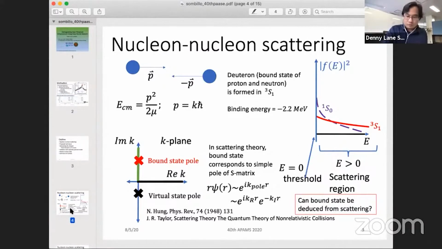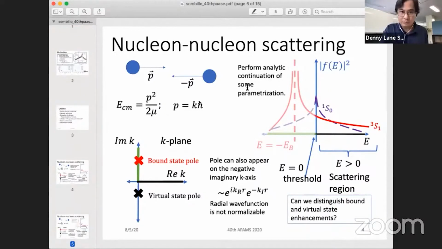Actually, we can. It has been done before. What they do is perform a parameterization of the scattering data, and then do some analytic continuation of your scattering parameters, for example, energy or momentum. If you do that, it is possible to form a pole somewhere in this inaccessible region of the scattering experiment. For the case of the deuteron, we expect the scattering cross-section to have a singularity somewhere around the binding energy, which is below the threshold. So that is actually being done.